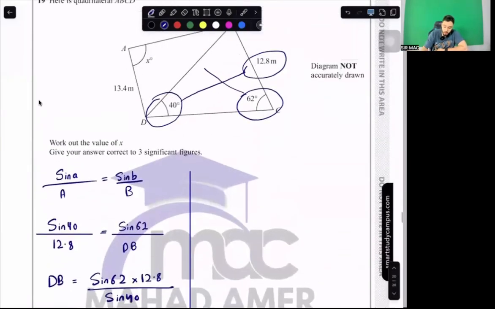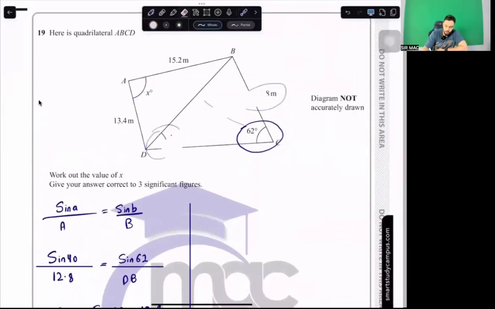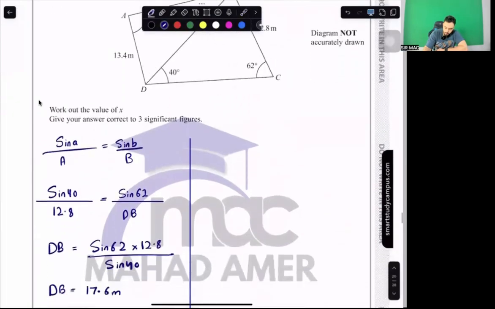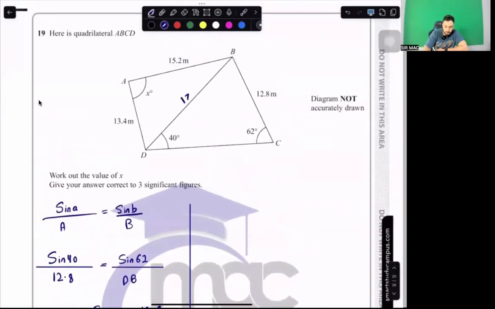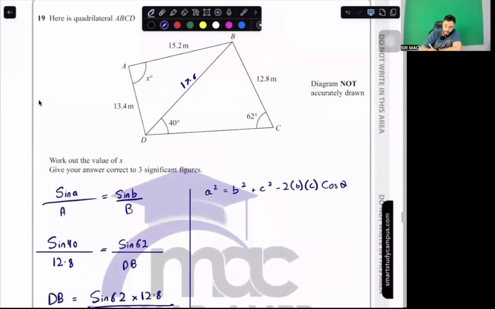From there, now you need the angle x. So you have dB now. Let me plug in the values, 17.6. Again, now you need to work with the cosine rule. The cosine rule states that a squared is equal to b squared plus c squared minus 2 times b times c times cos of the angle. Now, my child, over here, you always have to remember that in the cosine rule, the side a is always the one that is opposite the angle.